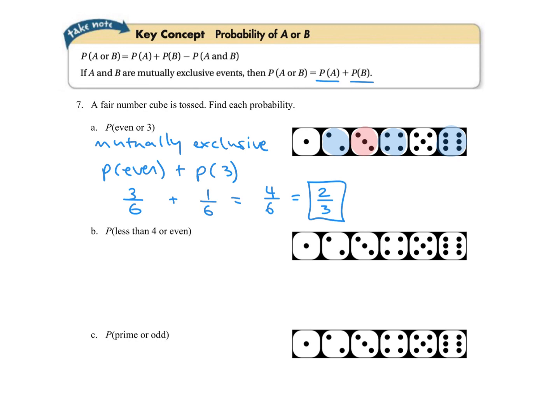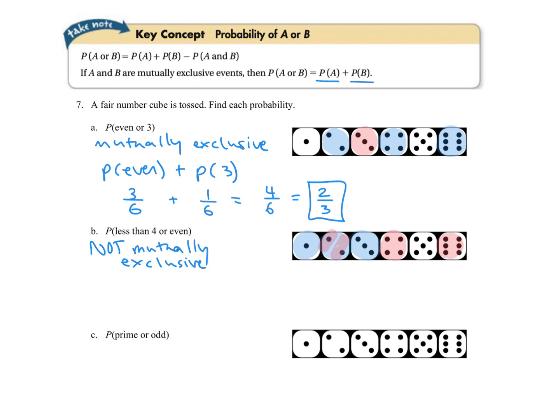In the next one, the probability of getting less than 4 or even, well, the numbers that are less than 4 would include 1, 2, and 3, and the evens are 2, 4, and 6. So the 2 is a place where those sample spaces overlap. So these are not mutually exclusive.